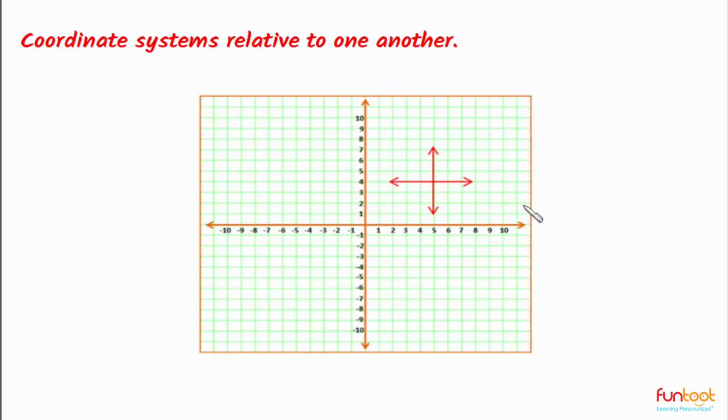Now let's see coordinate systems relative to one another. So here we have two coordinate systems. One is with these axes and the other one is the smaller one with these axes. This is the origin for the larger coordinate system and this is the origin for the smaller coordinate system. And coordinates of origin of this coordinate system with respect to this coordinate system will be 5, 4.